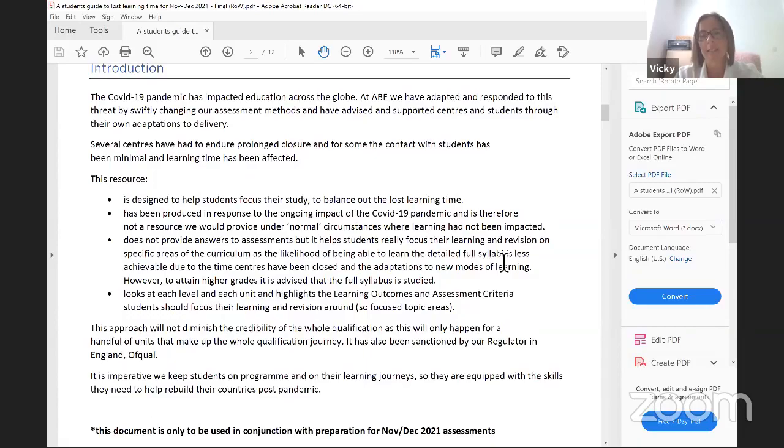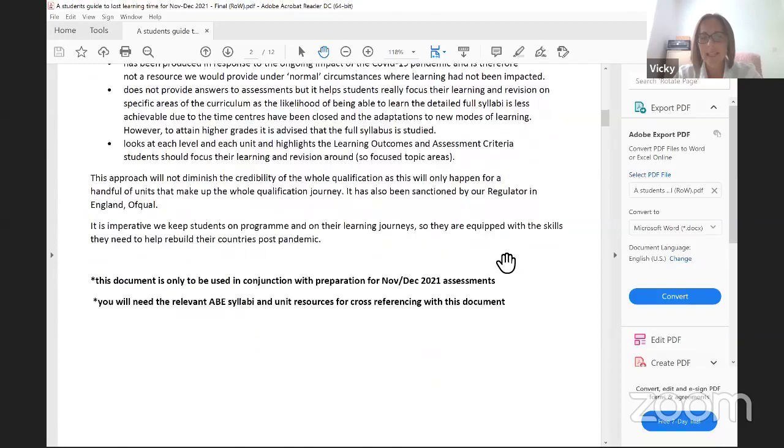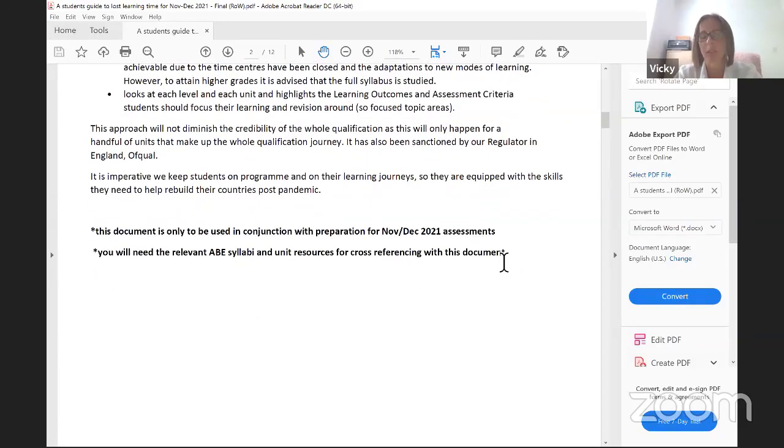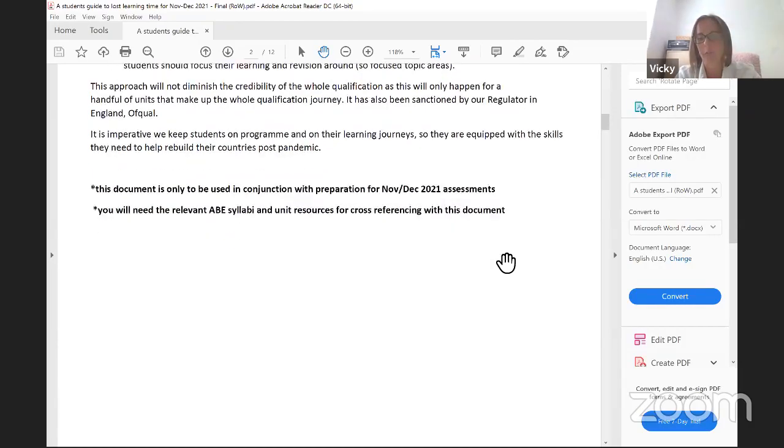One thing I do want to say, though, it's advisable that you study the whole syllabus for the unit that you're taking an assessment in. So if you can, study the whole syllabus, and then as you start to work through your assignment, you can use this guide to really pinpoint the individual assessment criteria that you're going to need to expand on in a little bit more detail. So it clearly states there that this is just for this assessment window. Don't muddle this one up with the May-June one. And you also need the relevant ABE syllabi unit resource, and the study guide is useful as well for this.